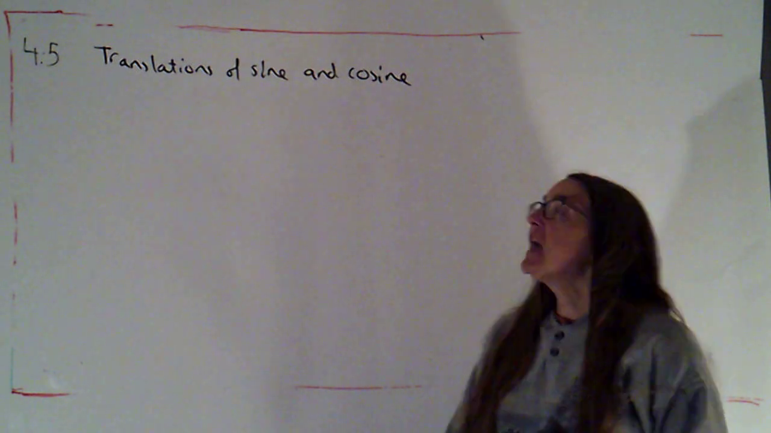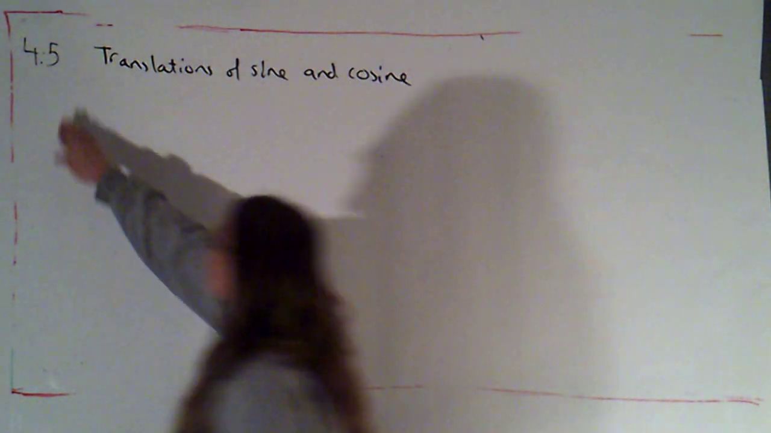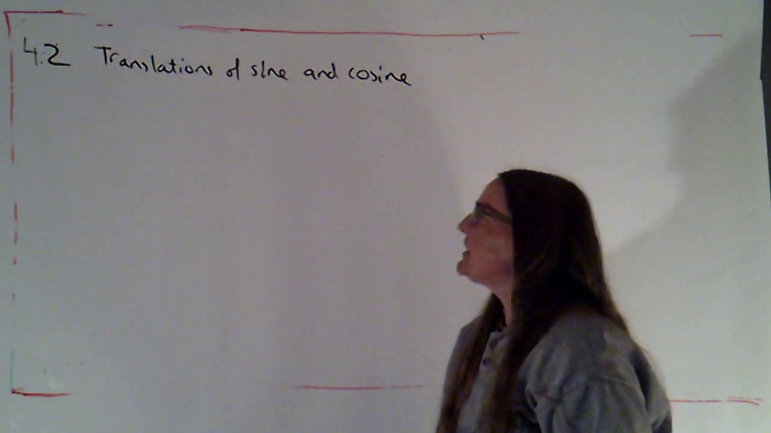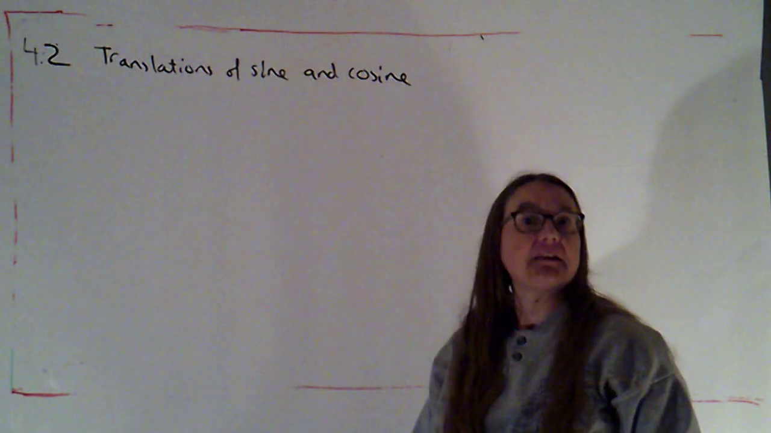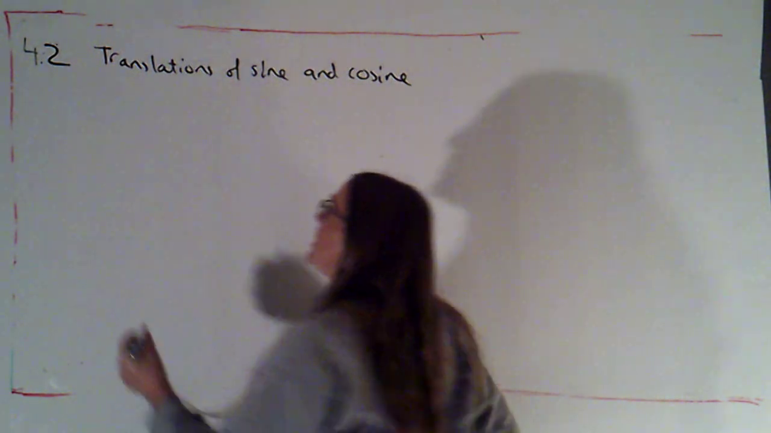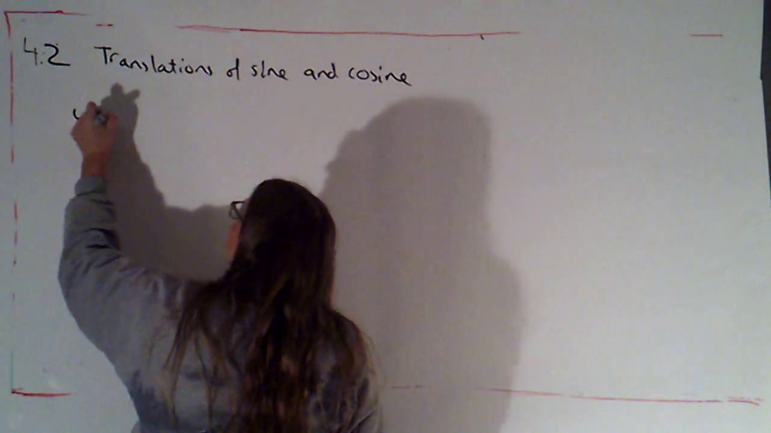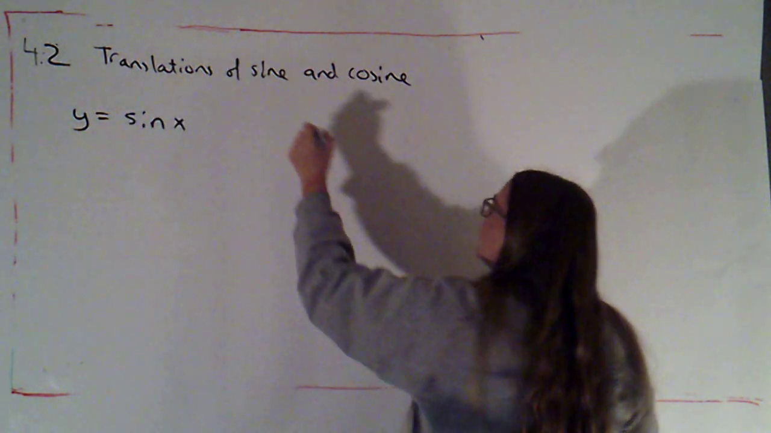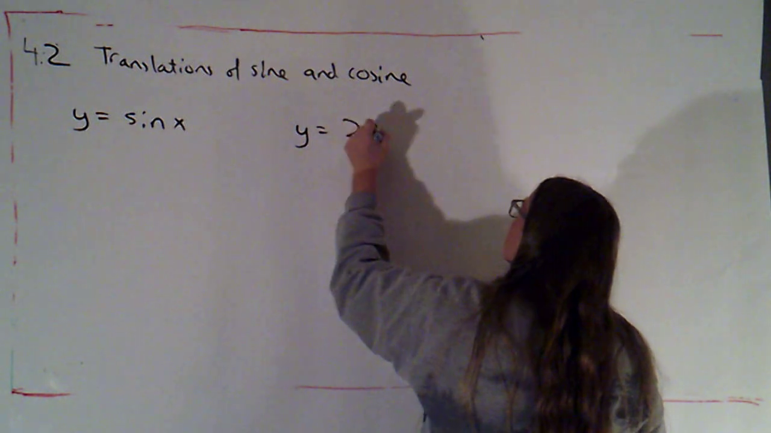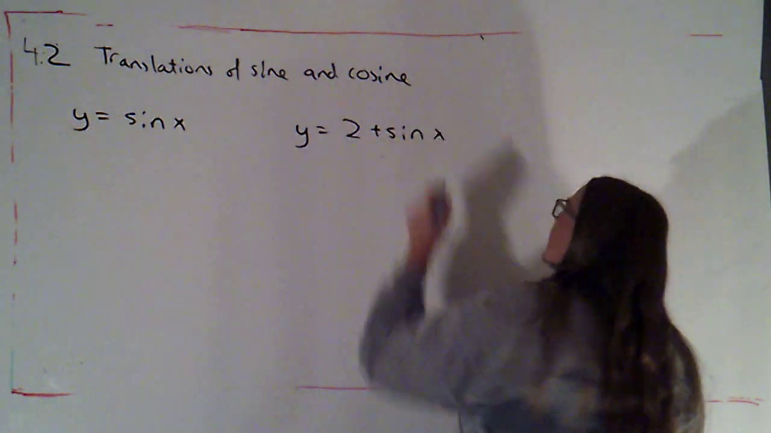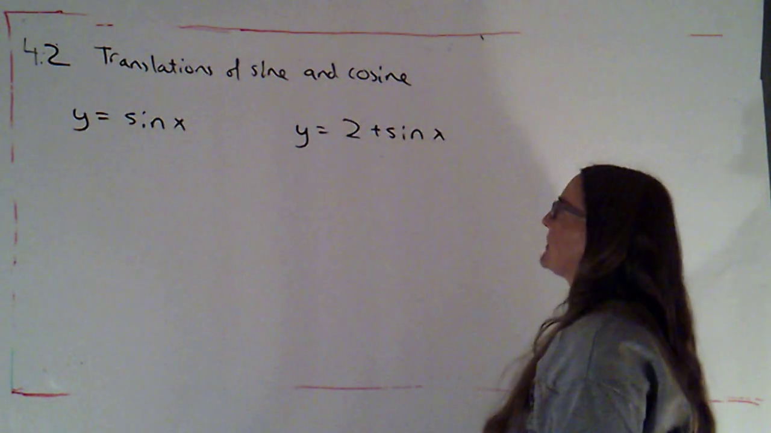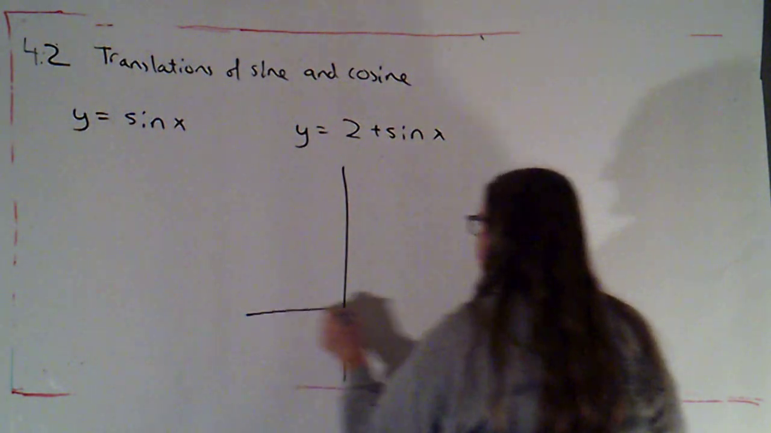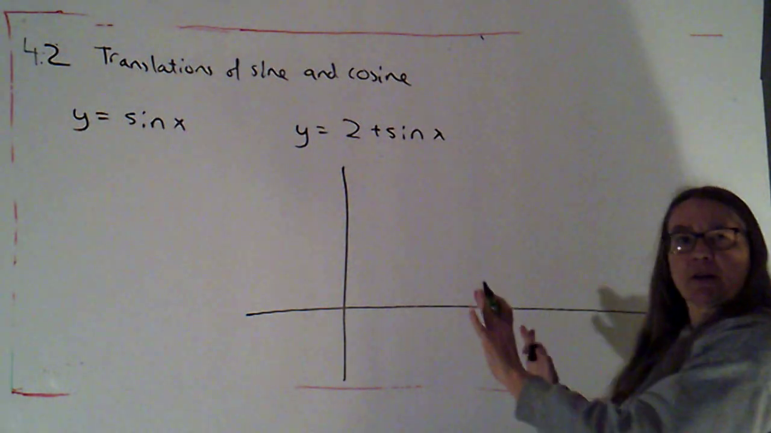Okay. So what we're looking at today is section 4.2, which is translations of the sine and cosine graphs. Okay, so what I want to do is graph two different functions. I want to first of all graph y equals sine of x, and then I want to graph y equals 2 plus sine of x. And I'm actually going to graph them on the same set of axes so that I can sort of compare their shapes.